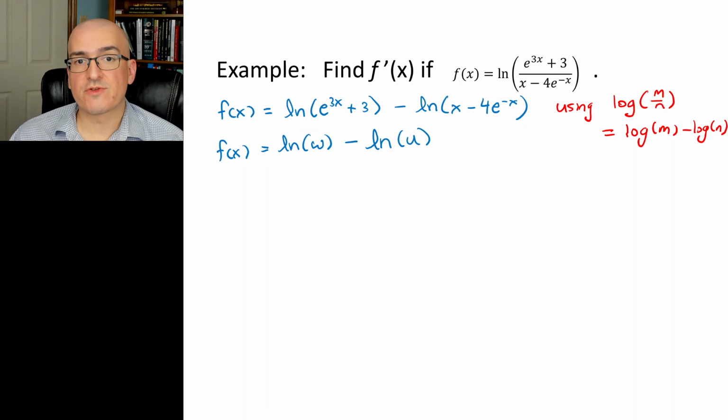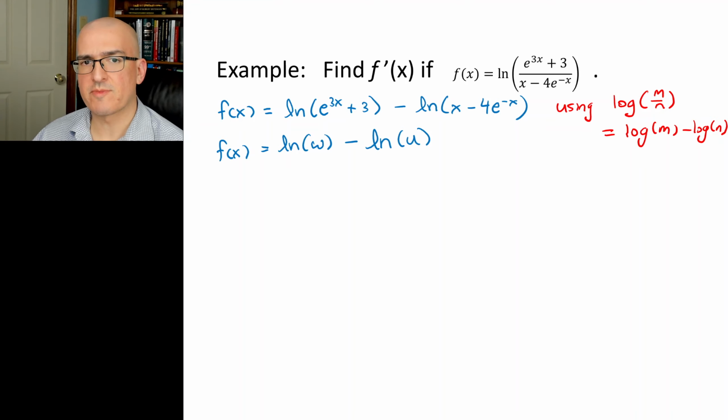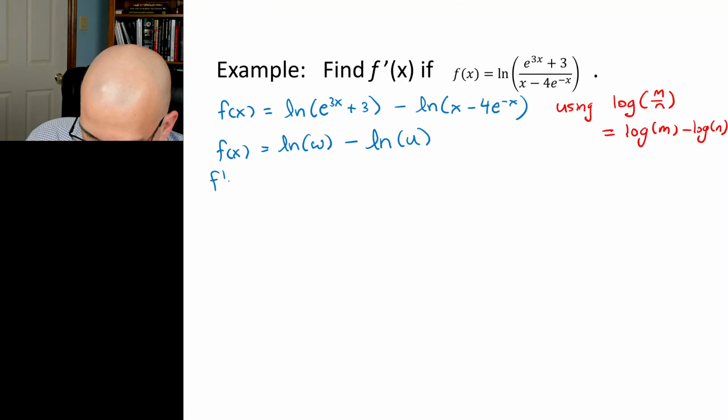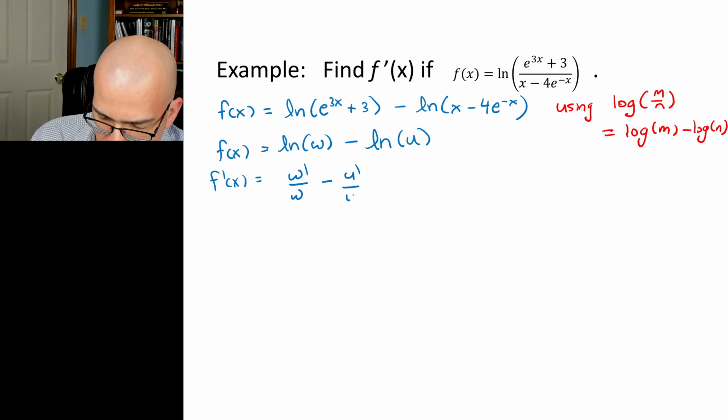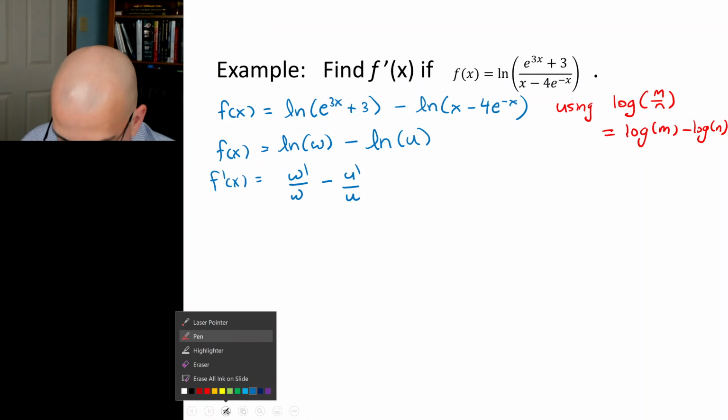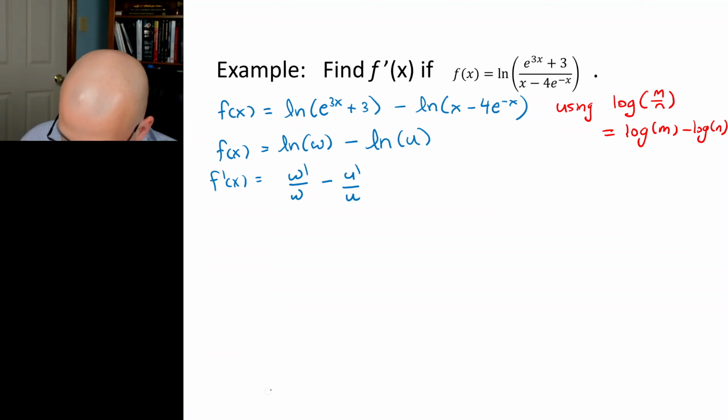Now I'll take the derivative of each of those pieces separately. They're separated by a plus sign or minus sign, so the derivatives don't interact with each other. They're two separate derivatives when we differentiate. So f prime of x is going to be w prime over w minus u prime over u. It's the same derivative rule with a different letter. Just w and u each represent functions.